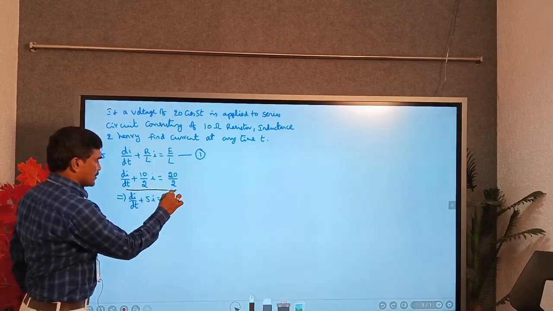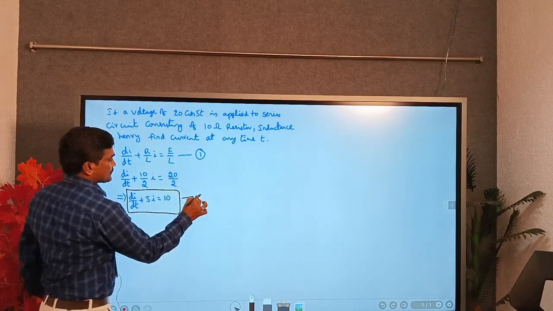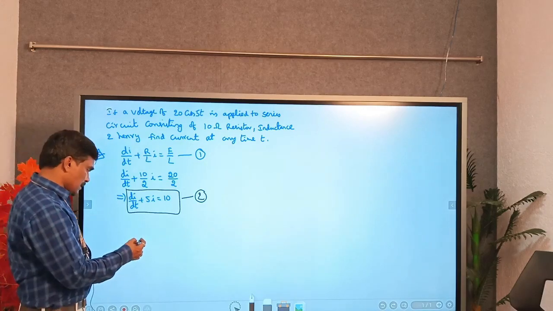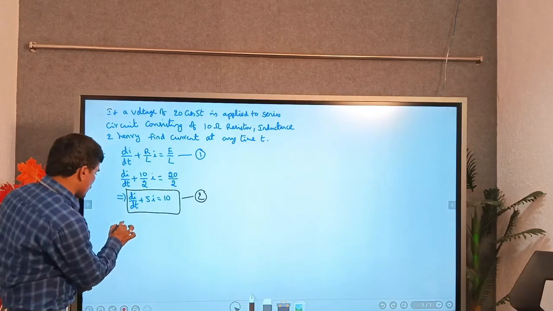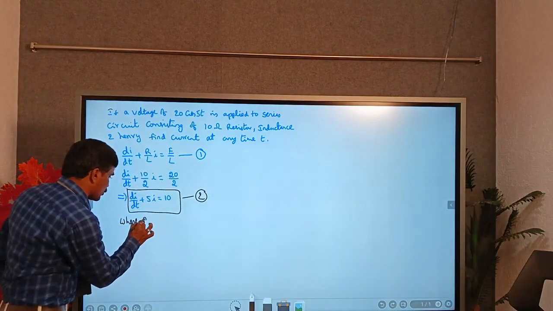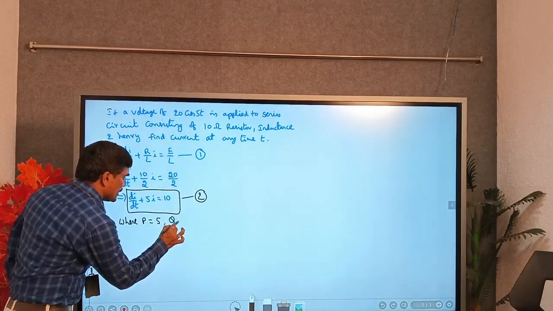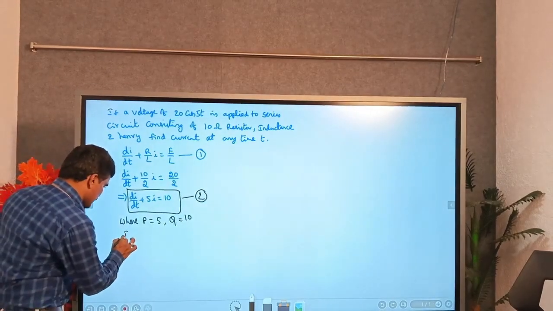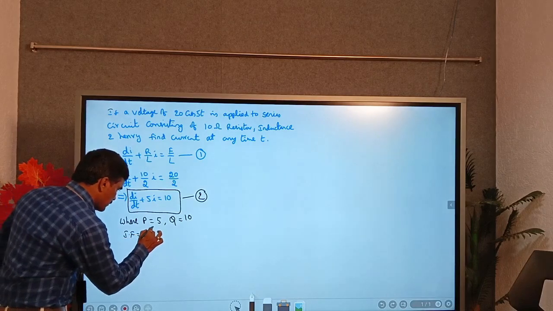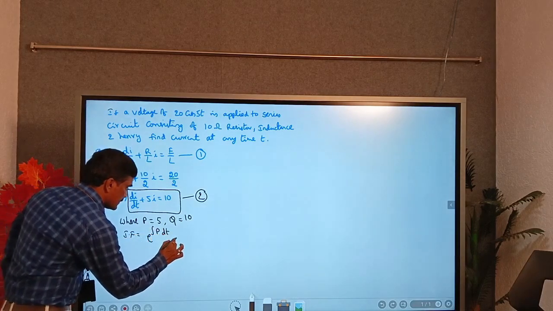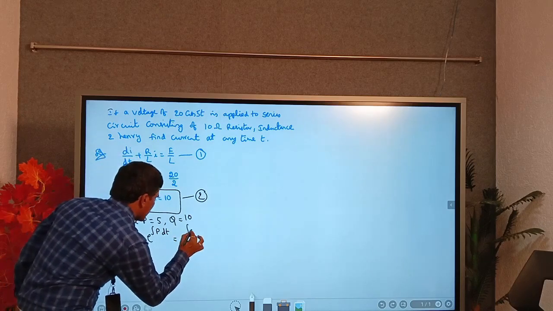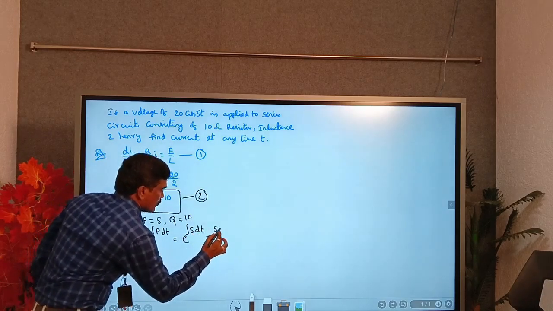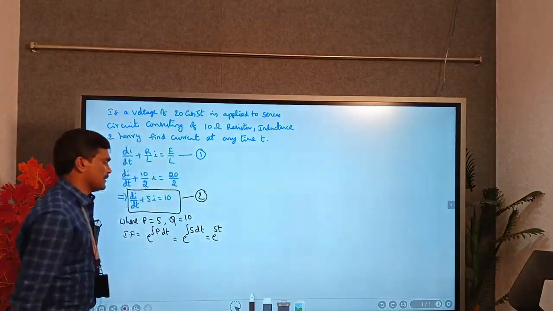Now it is a linear differential equation in I. Compare with the general linear differential equation and first write P and Q. Here P is 5 and Q is 10. After writing P and Q, find the integrating factor, which is e^(integral P dt), so e^(integral 5 dt). Here 5 is constant and the integral of dt is t, so e^(5t).